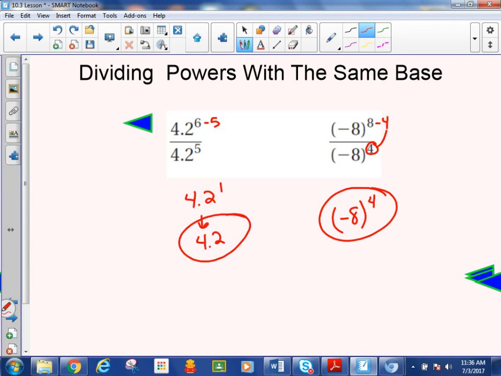Okay, so you should have ended up with 4.2 to the first power, which is the same as just 4.2. And then on the second one, negative 8 to the 4th power. Remember, when you have the same base numbers and you're dividing, you are subtracting your exponents.